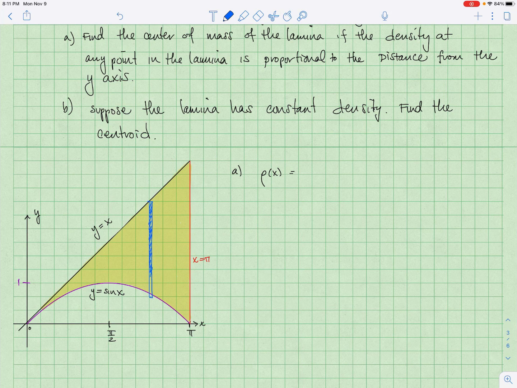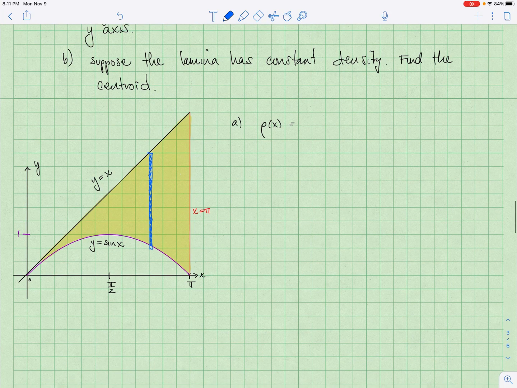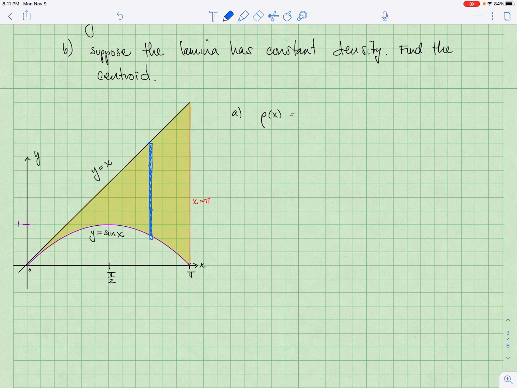Anyway, there's my approximating strip. Now, its distance from the y-axis, generically speaking, is x. And so the density is proportional to the distance from the y-axis. So we just get a kx there, where k is a constant of proportionality.